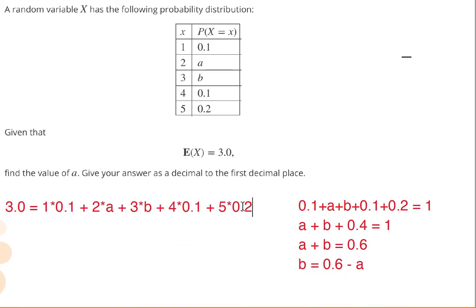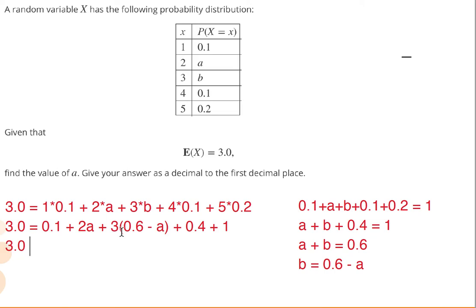So if you remember from a previous algebra course, we can use substitution. And let's simplify while we do it. 1 times 0.1 is just 0.1. This is 2a. And this is 3. But instead of b, I'm going to write 0.6 minus a in parentheses, because b is 0.6 minus a. And now we have an equation that's just the letter a. So now we have something we can solve.